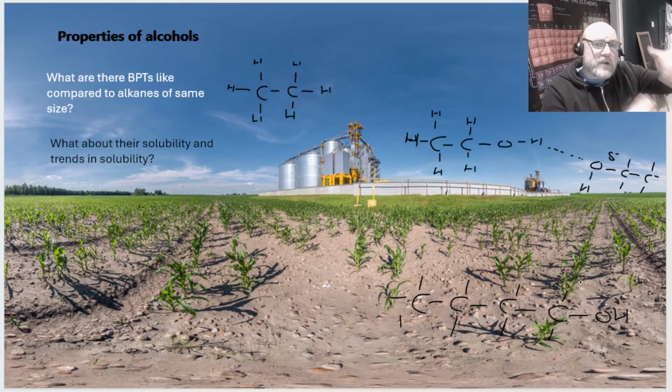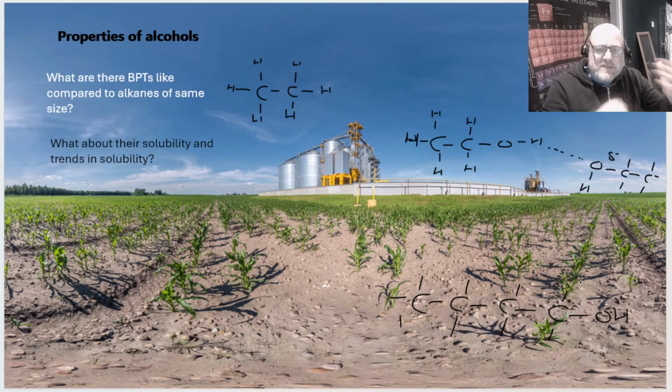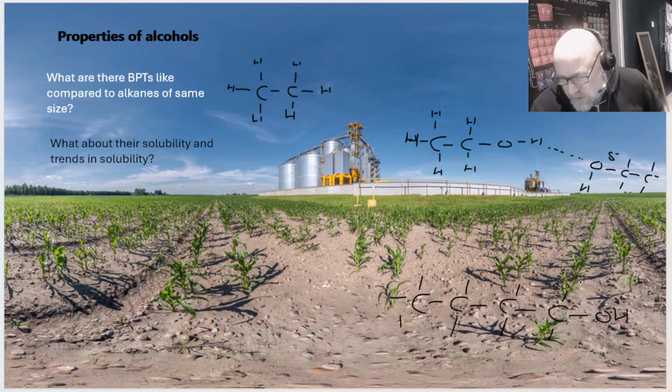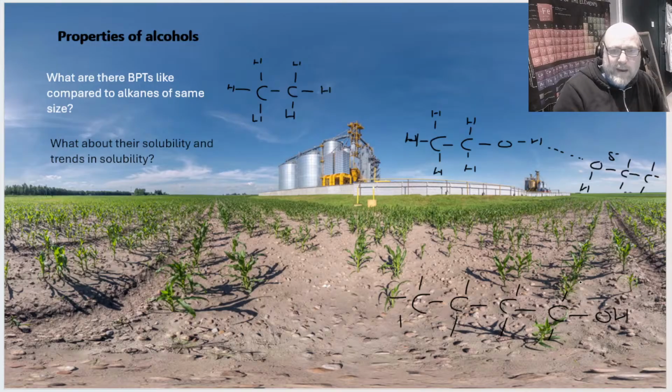Of course, branching on any organic molecule disrupts those van der Waals forces, so if you have two molecules and one's straight and one's branched, the branching brings the boiling point down a bit. But generally, as they get bigger, the boiling points are going to go up. So that should be straightforward. Higher boiling points as we get bigger.